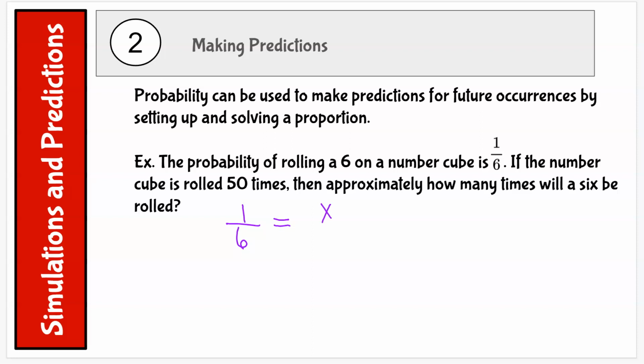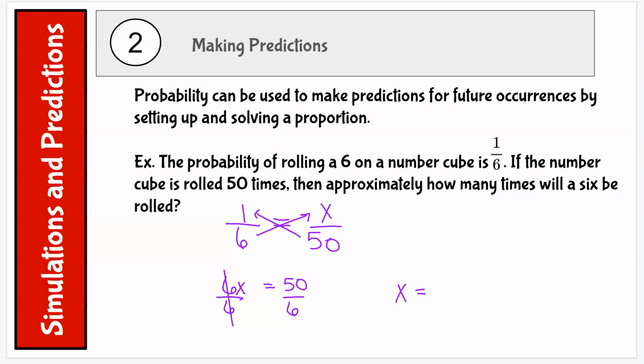We want to know how many 6s we're going to get out of 50. So this is a proportion, a fraction equal to another fraction. And remember, we cross multiply. We butterfly those. So I get 6x is equal to 50. And then to get a variable by itself, remember we do the opposite. We divide. Because this is multiplying, we divide. And we simplify where we can.